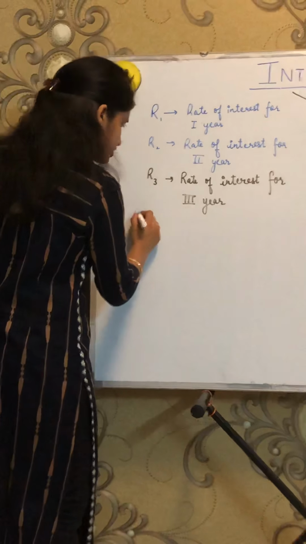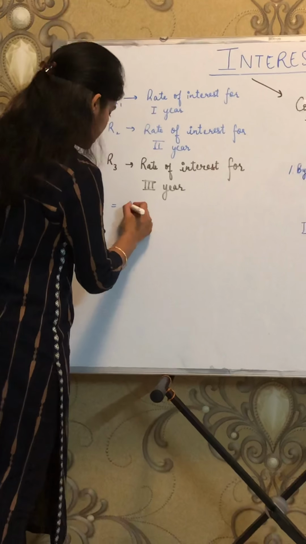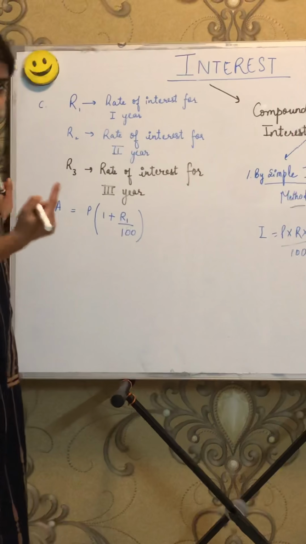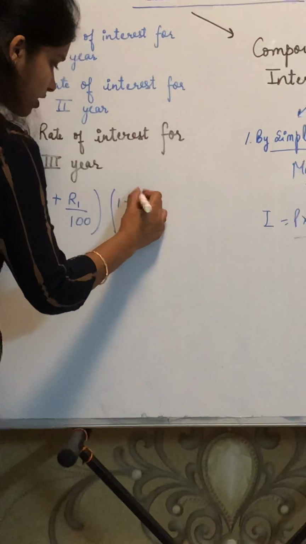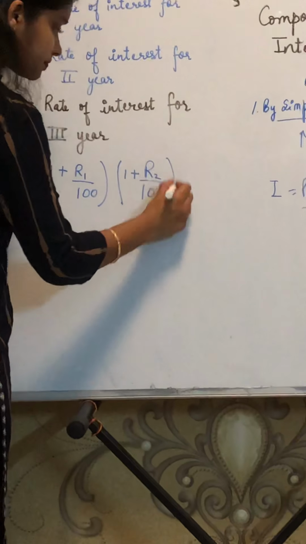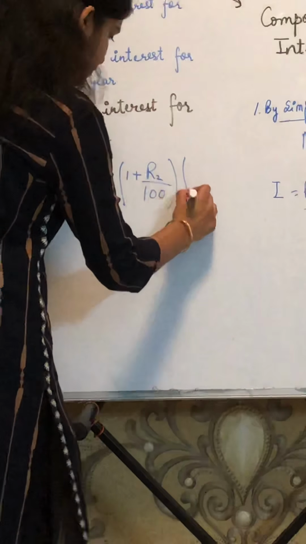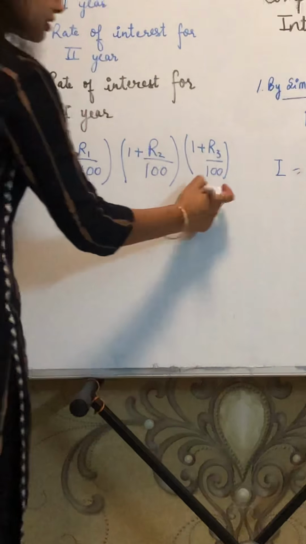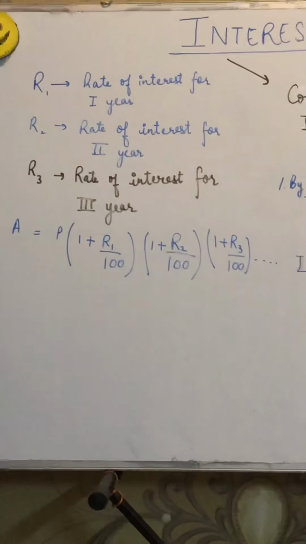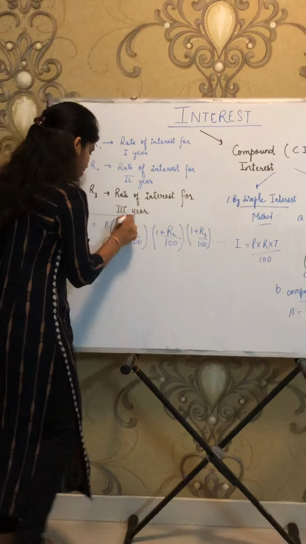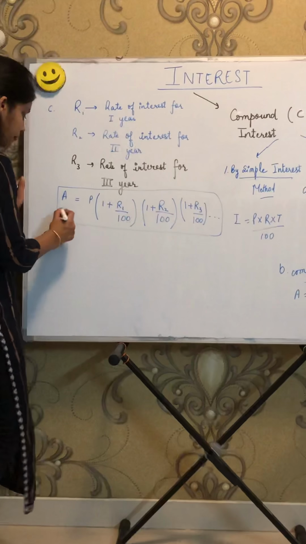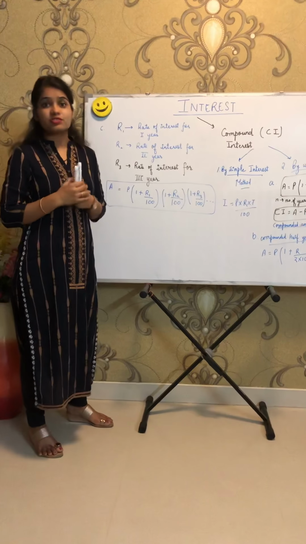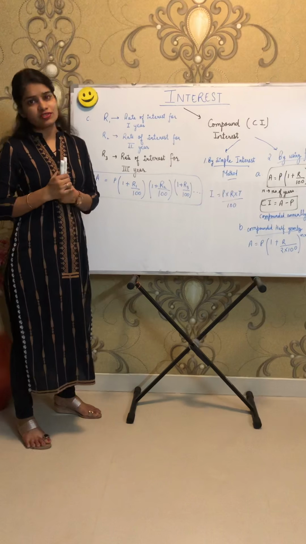In that case, the formula is what? Amount equals P into (1 plus R1 upon 100) for the first year. For the second year, it will be (1 plus R2 by 100). For the third year, just multiply this, and if we have many years, it will go on multiplying. So this is the formula when rates of interest are getting changed year by year. So I hope this time the concept is more clear to you and you guys are more confident. Thank you so much.